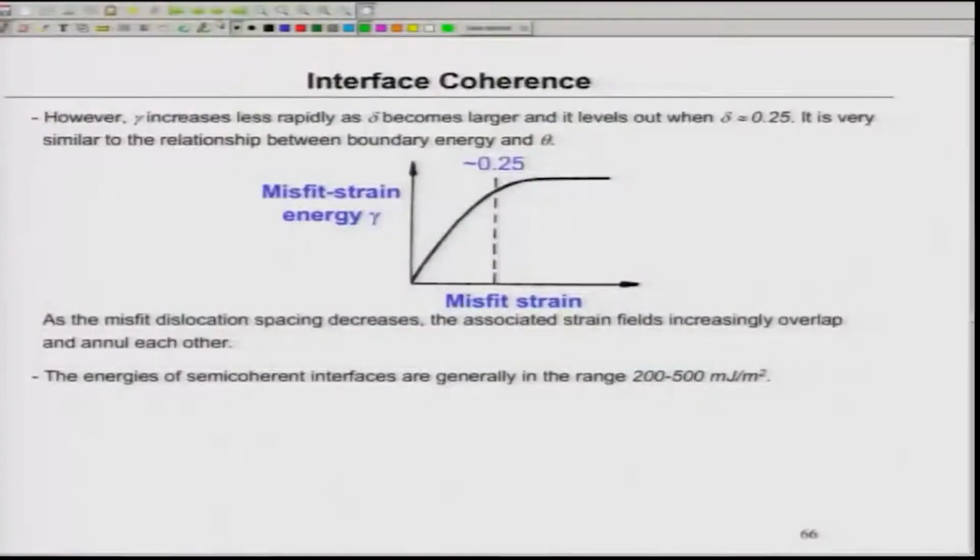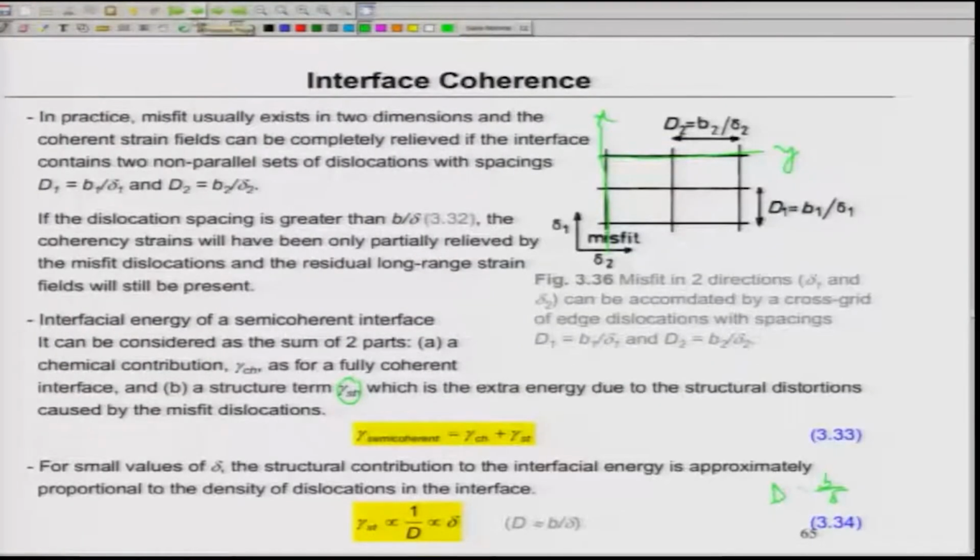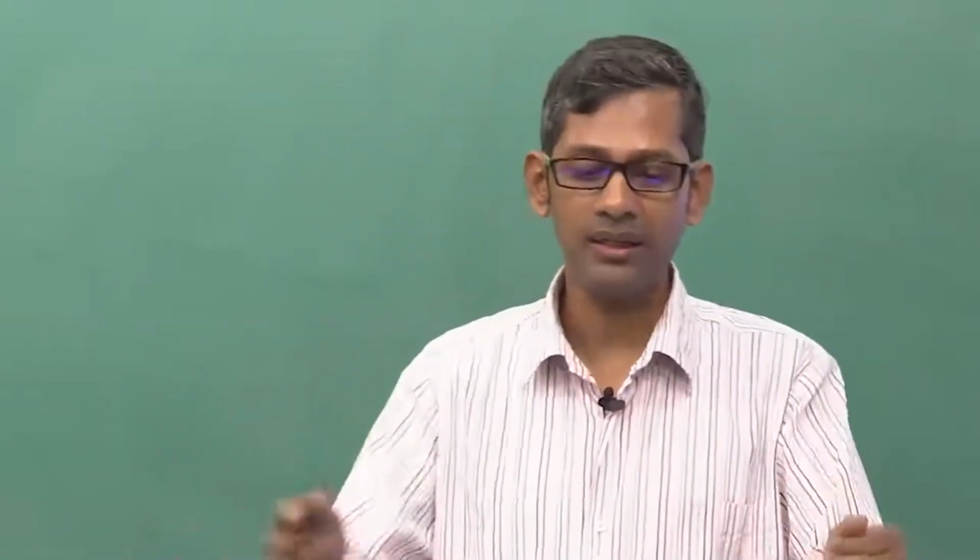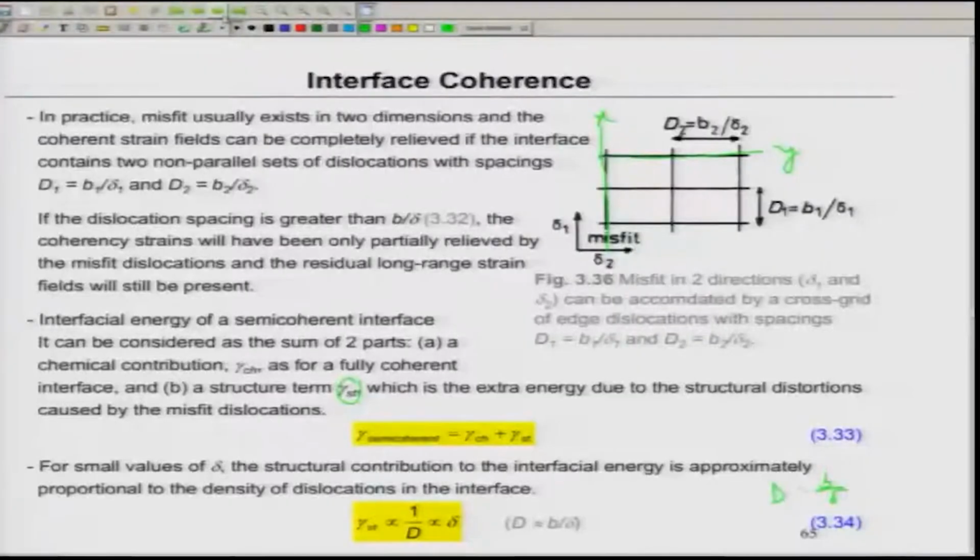But you can also have a semicoherent interface along all 3 axes x, y, z, then you need another set of dislocations along the z axis also. So, the more dislocations along the 3 axes, the more is the energy of the system. That is, the structural part of the interfacial energy will increase in such situations. But in metallurgical systems, normally coherency is perfectly maintained along one of the axes, either x, y or z, and the other two axes can be semicoherent or completely incoherent.